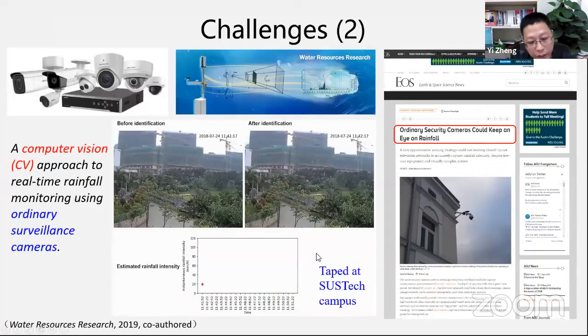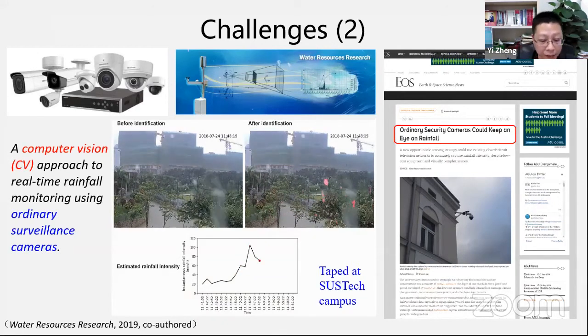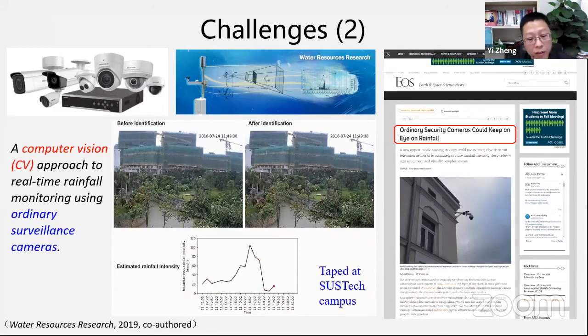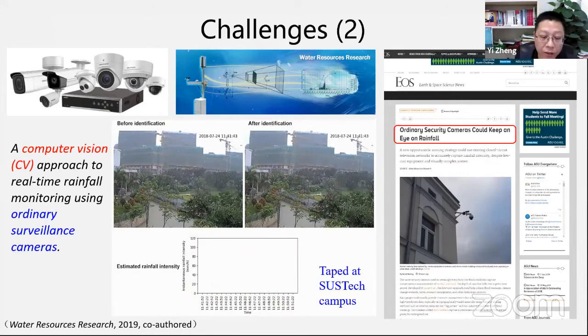Here, I would like to give you an example showing that data crowdsourcing for hydrological prediction is not only a concept. My group did an interesting test. We used an ordinary surveillance camera to tape rainfall events on campus and used computer vision techniques to identify rain streaks. You can see these red lines in this video. These are identified rain streaks.